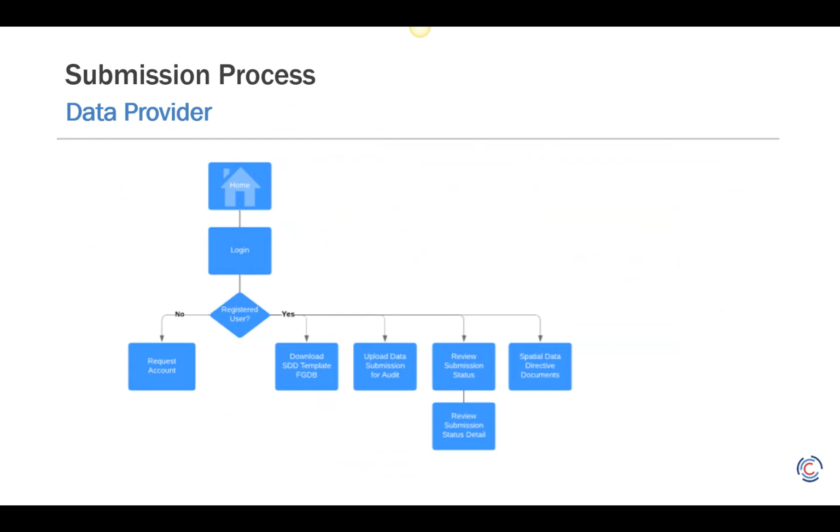On the portal side, now that's the back-end data process. So now, on the side of the portal itself, the web portal, this is an example of what the submission process looks like. The user logs in. Are they registered? No, they have to request an account. If they're registered, they can have access to a number of activities. Those activities include being able to download templates, upload data, review the status of their submissions, and access different documentation.